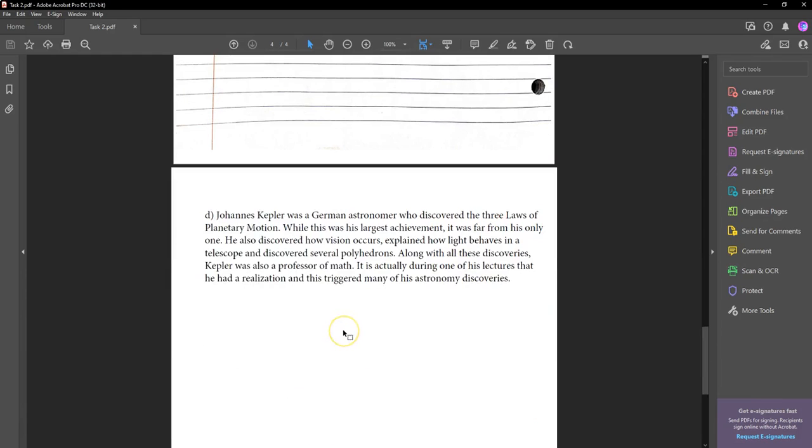In part D, we take a look at Kepler's life. Kepler was a German astronomer who discovered the 3 laws of planetary motion. Among other things, he also discovered more semi-regular polyhedrons and how light behaves in a telescope. With part D done, that concludes task 2 of the project.